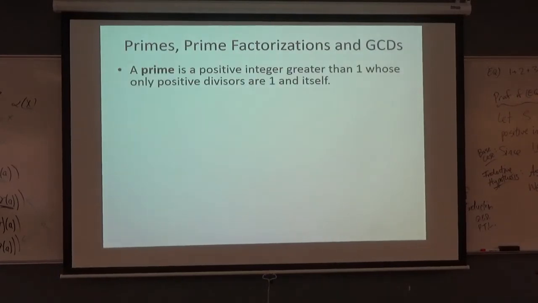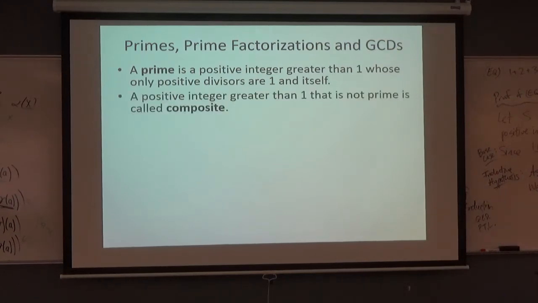Primes, prime factorization, and GCDs. A prime is a positive integer greater than 1 whose only positive divisors are 1 and itself, as you have known since maybe 4th grade. We are taking them to be positive. I suppose you could consider negative numbers to be primes, but we're just not doing that. A positive integer greater than 1 that is not prime is called a composite. What about 1 itself? 1 is neither prime nor composite.